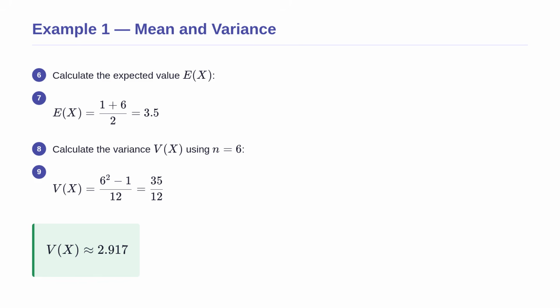Continuing with our die roll, we now want to find the expected value and the variance. For the expected value, we add our minimum of 1 and maximum of 6, then divide by 2, giving us 3.5. This physically means that over millions of rolls, the average result will converge to 3.5, even though you cannot actually roll that specific number. For the variance, we take our total outcomes, 6, square it to get 36, subtract 1, and divide by 12. This gives a final variance of roughly 2.917, measuring the typical scatter of our rolls.